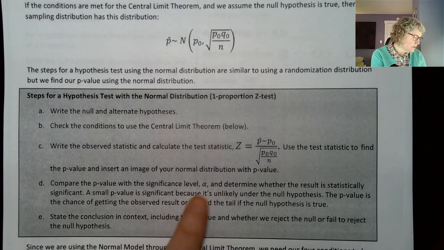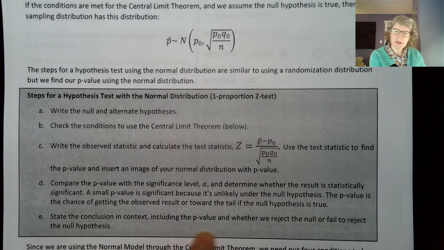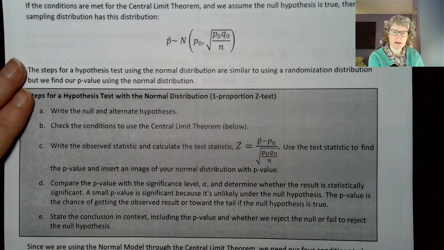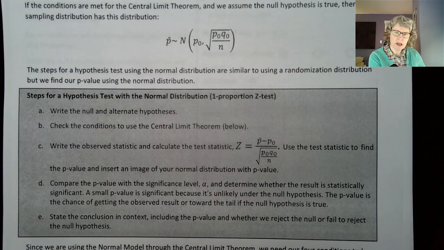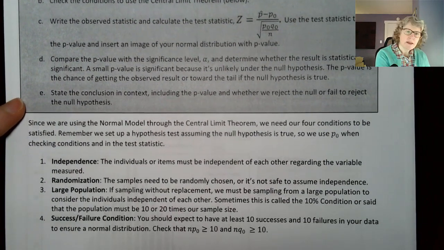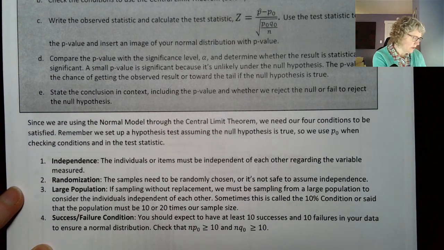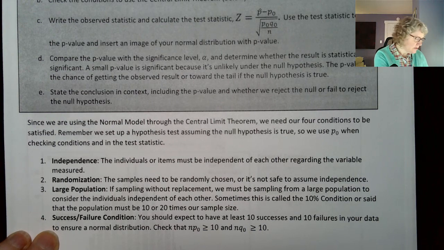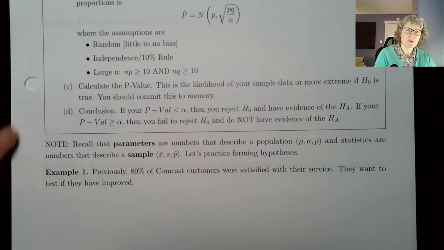Once we compare our p-value with our significance level, then we put our conclusion in context, include the p-value, and say whether we reject the null or fail to reject the null. Those are the steps we're going to go through. I've put letters, and I'll start with the letters. You're welcome to keep going with the letters, or you can drop those. It's up to you. Then here are the conditions that we've been using so far in our class. I've written them out for you so that you have a better set of notes for those conditions. I'm going to keep this reference page handy as we go forward.